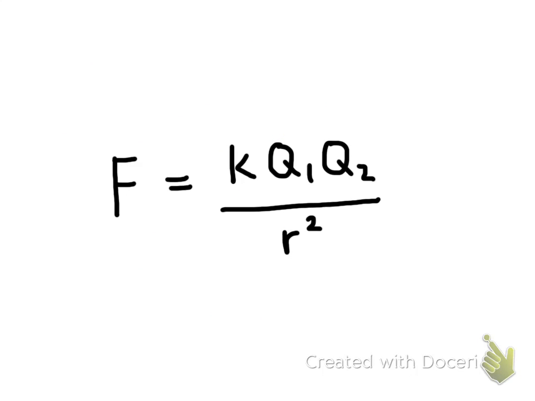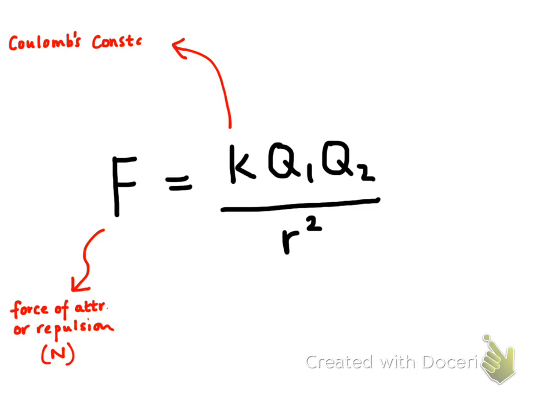Right, the statement of the law is F equals K Q1 Q2 over R squared. Let's go through each symbol. F stands for the force of attraction or repulsion, and as with all forces, is measured in newtons. K is a constant. It's called Coulomb's constant, and it has a value of 9 times 10 to the 9. That value is given in your data sheet, so it's not a number you need to remember, and make sure that you write it down correctly from your data sheet.